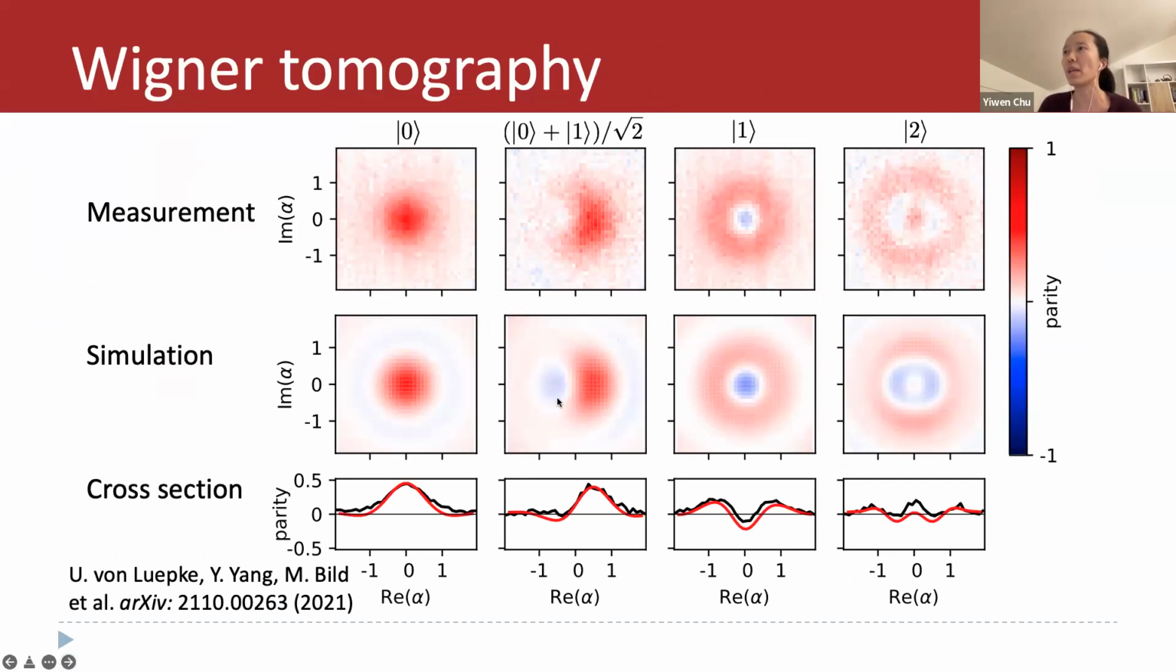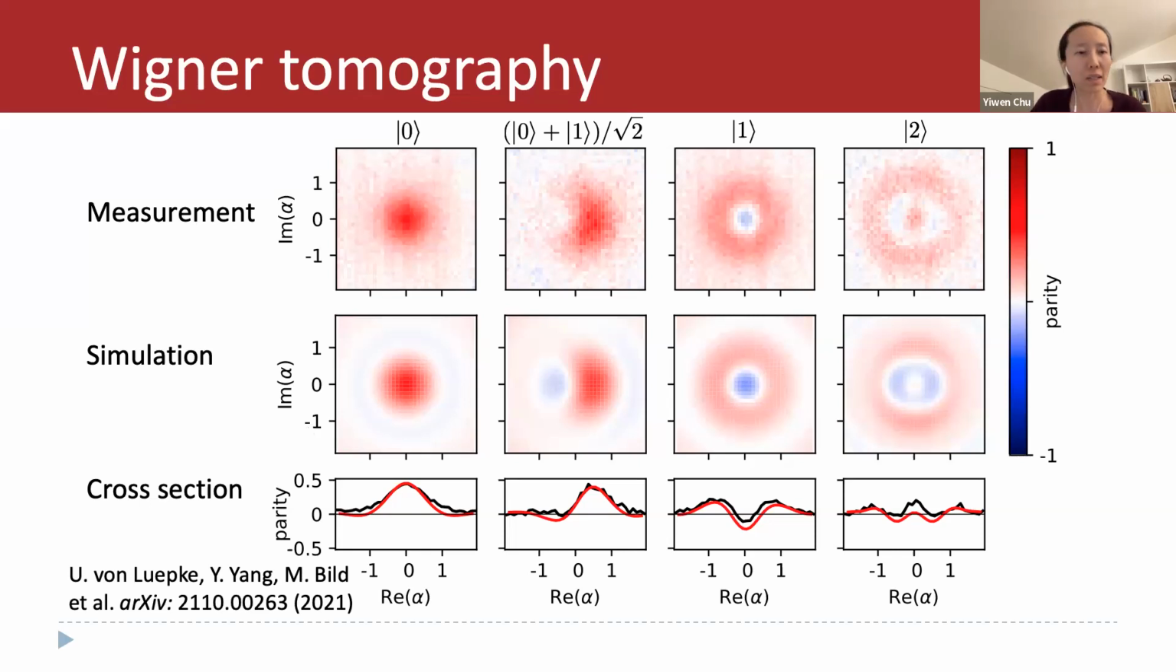The expert in the audience might notice that these Wigner functions look kind of weird, but this is because we have included, for example, the fact that we're not perfectly far in the dispersive regime, and that causes some weird artifacts in our measurements.